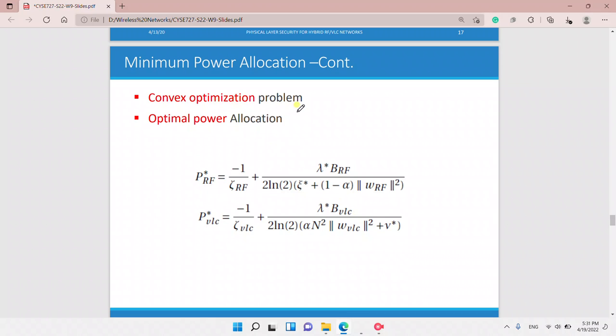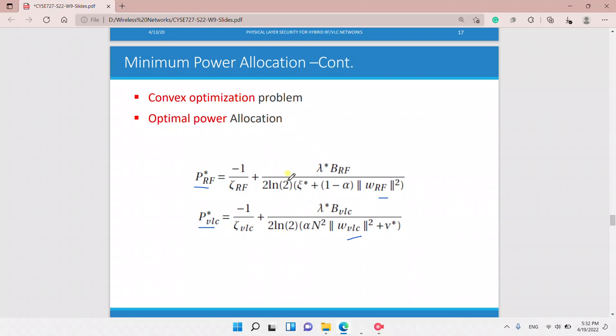Convex optimization problem and the optimal power allocation. This is so confusing. So we have this power, and this for the RF and this for the VLC. So I guess they are the same and the only difference is omega VLC and omega RF.